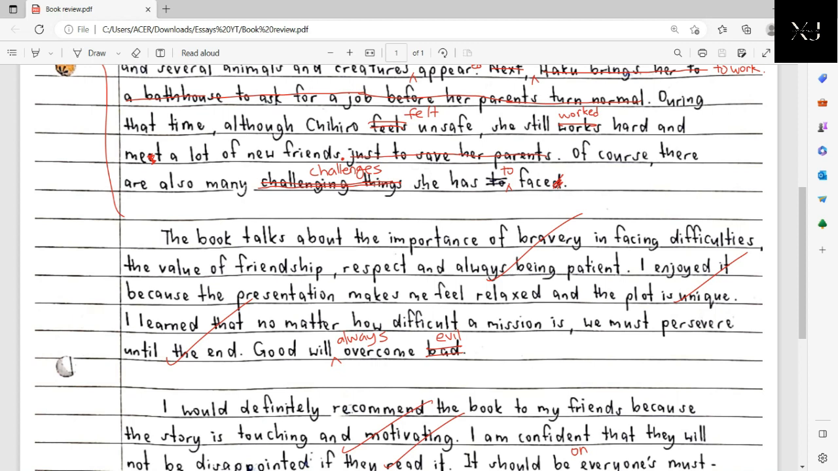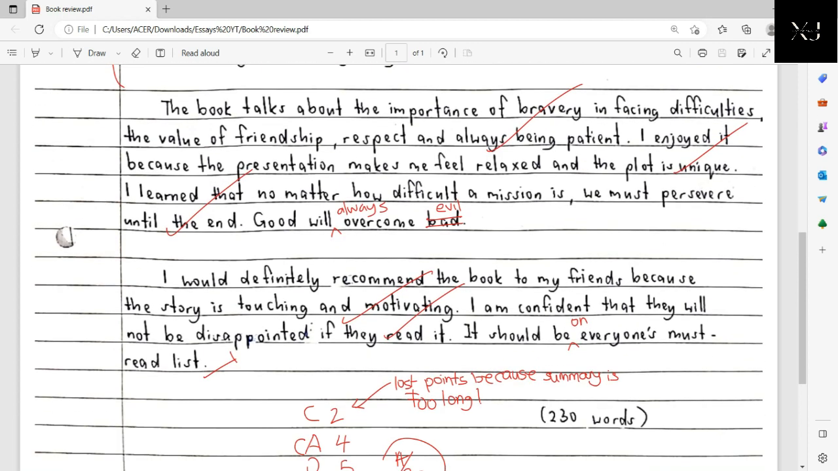I learned that no matter how difficult a mission is, we must persevere until the end. Okay, this is good. And then she gave a mini conclusion. Good will always overcome evil. Okay, this is good as well. This is something like a moral value kind of thing.